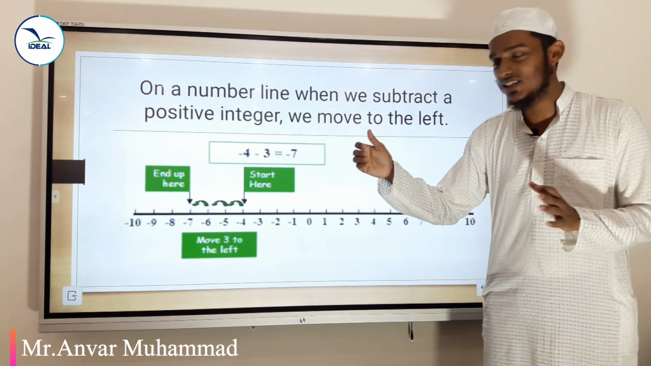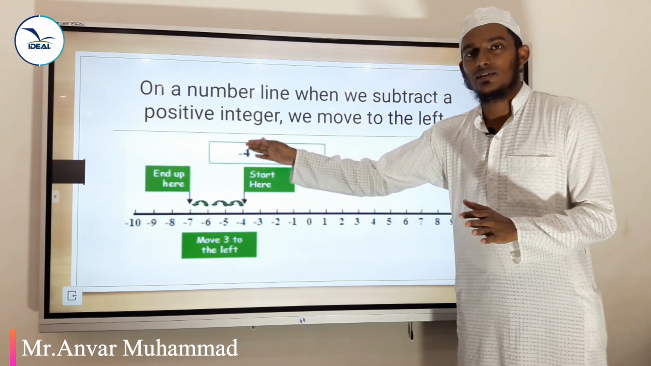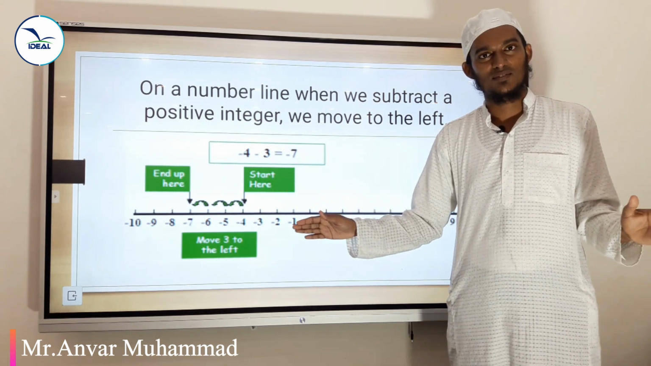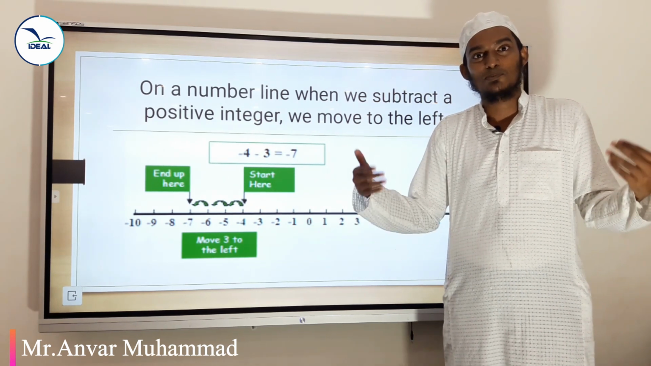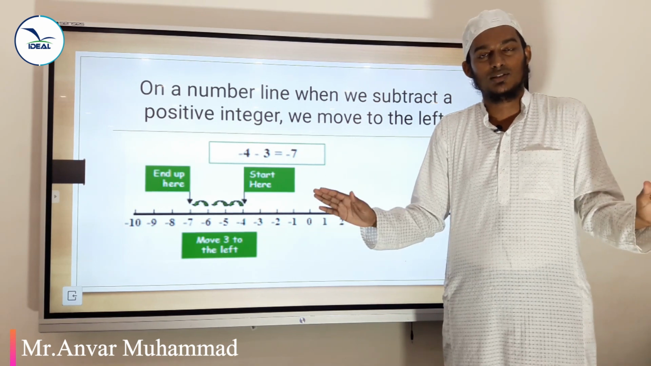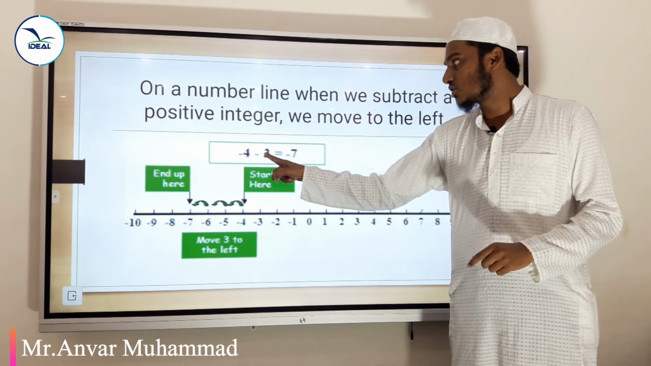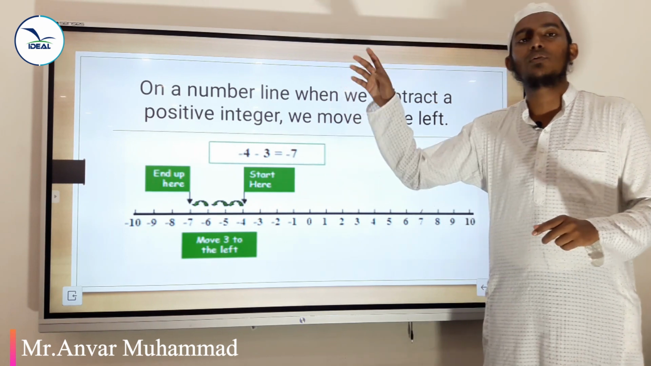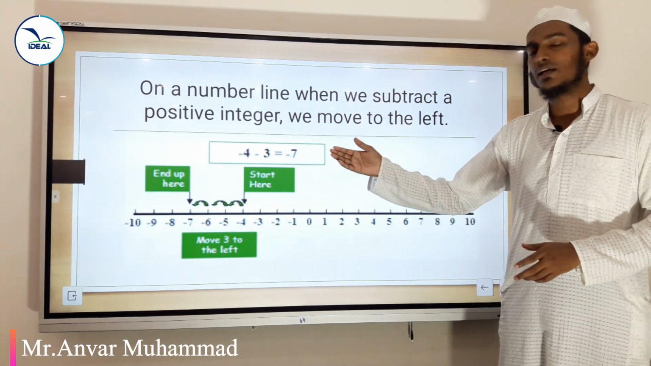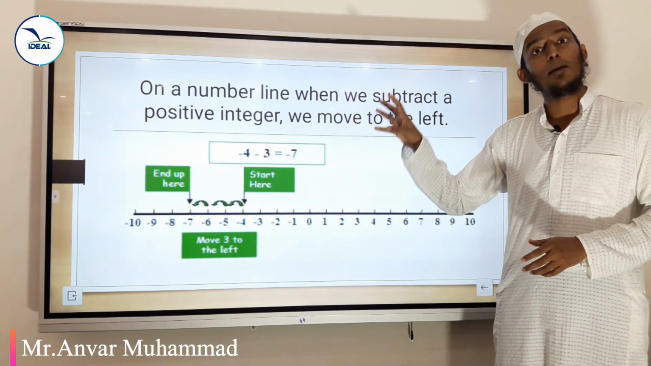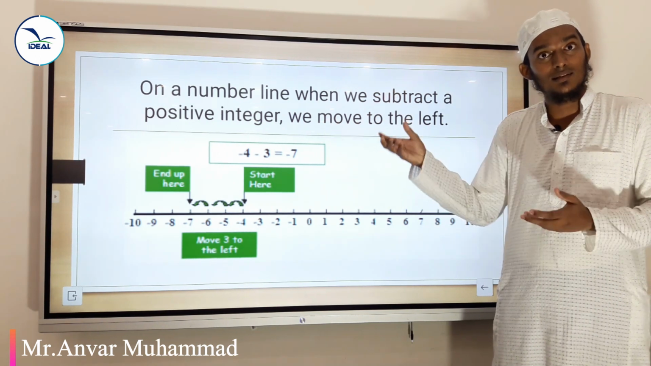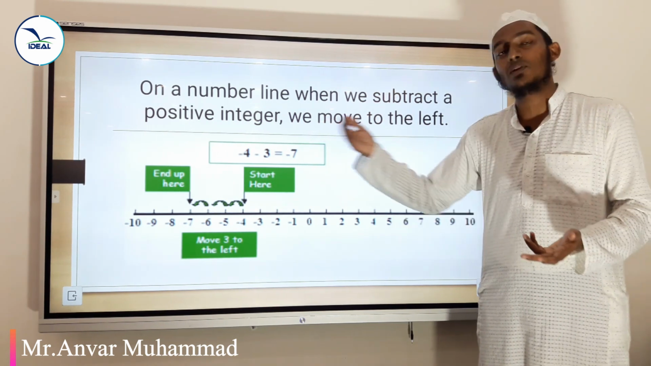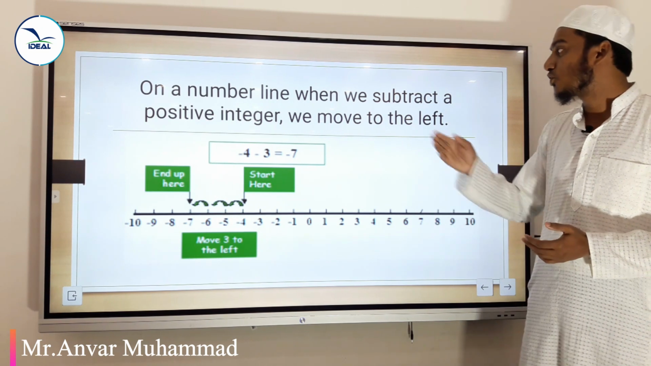Very important. So see, here the first number is not a matter of concern for us. We don't bother about it, whether it is positive or negative. Two things: the first one is the operation and the second is which number we are doing it with. So here we are subtracting a positive integer, right? 3 is a positive integer and we are doing the subtraction here. So we should move to the left.